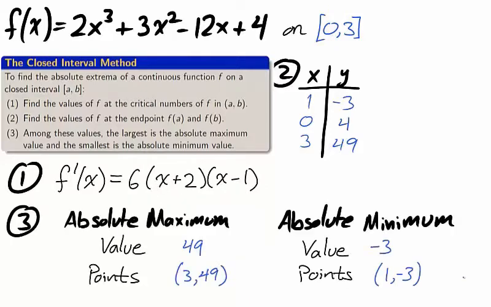For step 3, we have an absolute maximum value of 49 and one absolute maximum point, (3, 49). We have an absolute minimum value, -3, and one absolute minimum point, (1, -3).